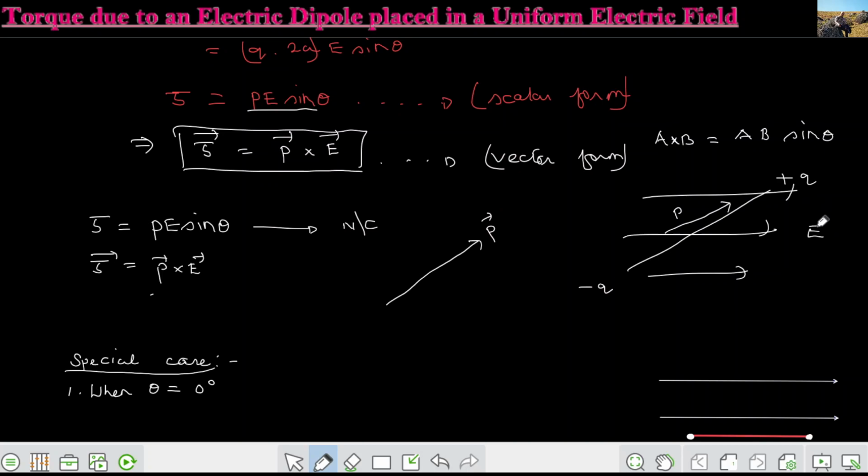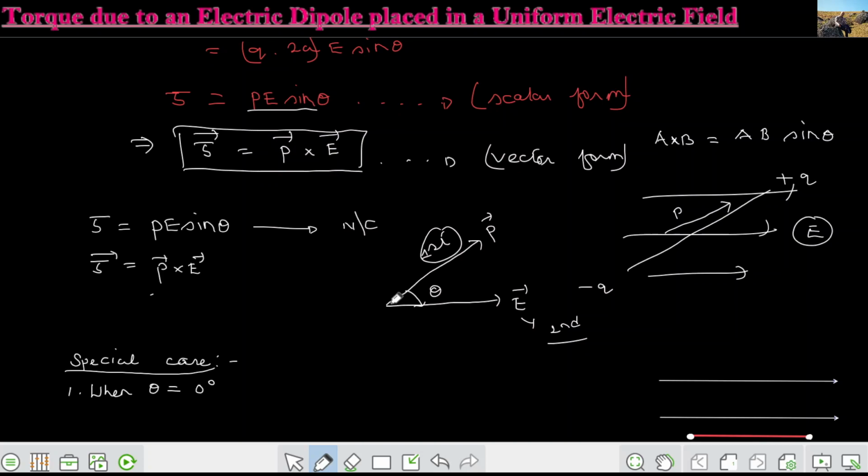Then look at this E. We have the electric field vector. So we will consider the dipole moment vector as the first vector, and we'll consider this electric field vector as the second vector. So this is the angle theta between the first and the second.